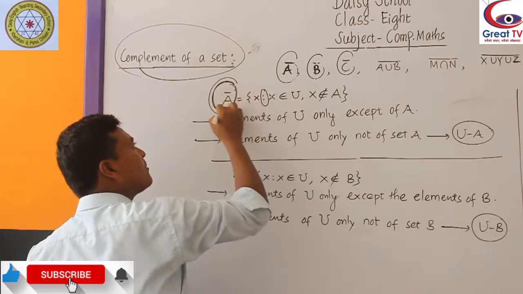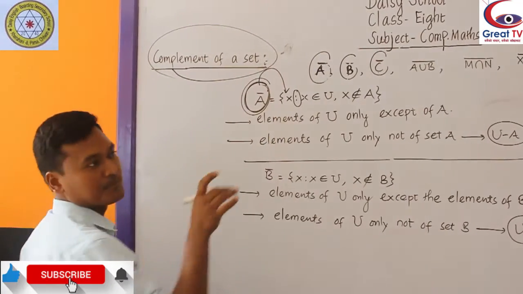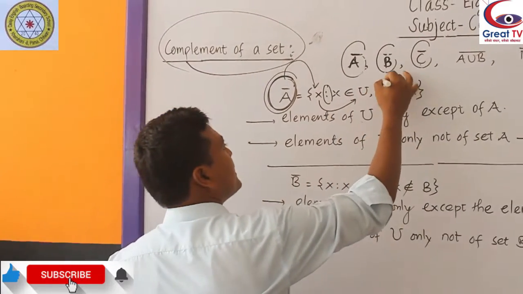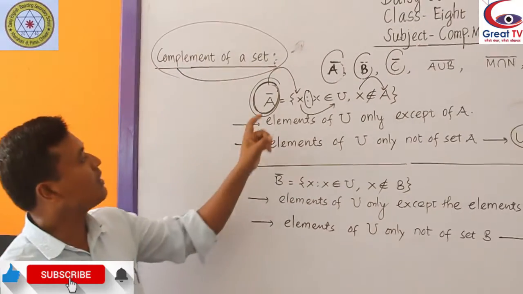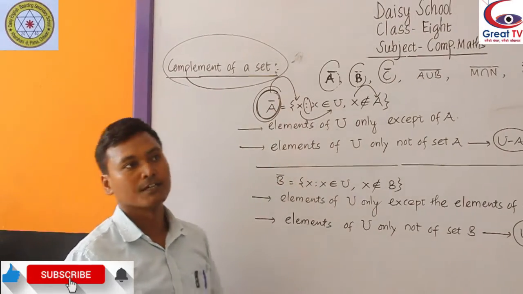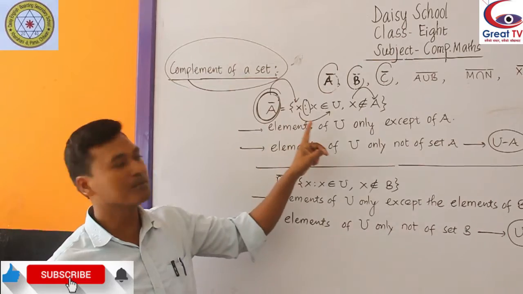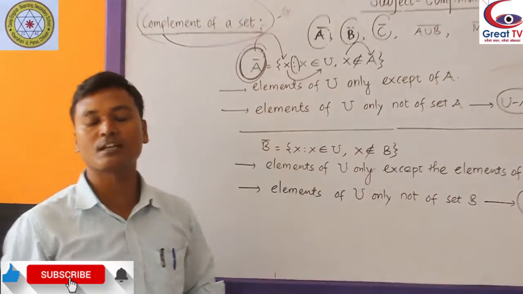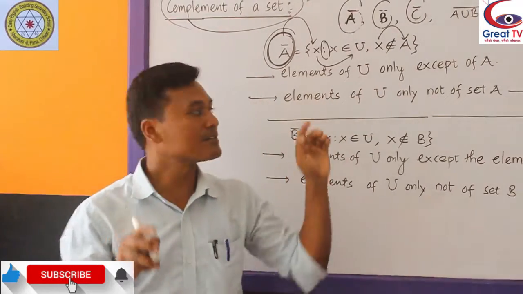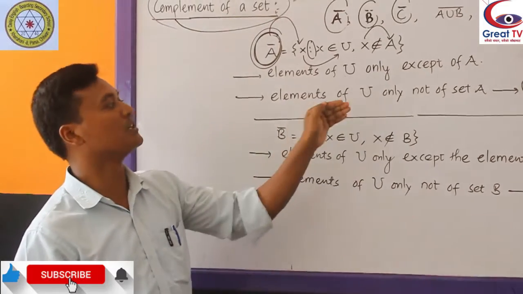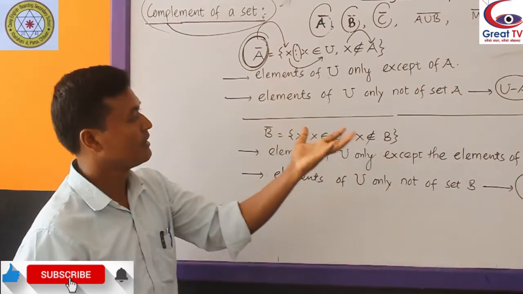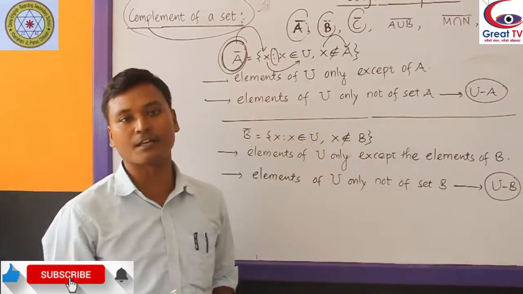It means all the elements of A complement are represented by the letter X. They belong to universal set U only, but they do not belong to set A. All the elements of A complement are the elements of U only, not of set A. It means A complement is the elements of universal set U only, except the elements of set A. Elements, I repeat, of U only. We write universal set by the capital letter U. Elements of universal set U only, except the elements of set A. That is, elements of U only, not of set A.